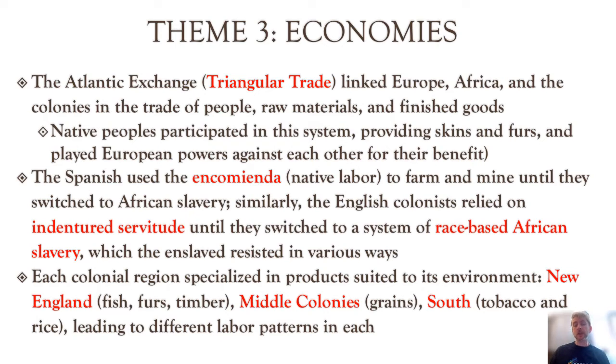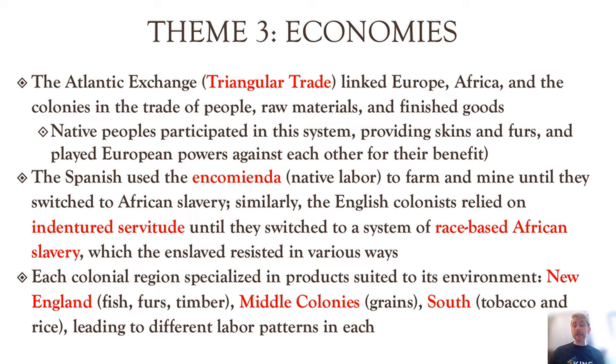In the British colonial world, each section of the colonies specialized in products that were environmentally suited for it. So England was not particularly good for farming, except on a small scale. So they do fish, dried fish, fur coming out of Canada, timber for shipbuilding. The middle colonies become well known for grains, so they are the breadbasket of colonial America. And the South produces tobacco in Virginia and rice in South Carolina.